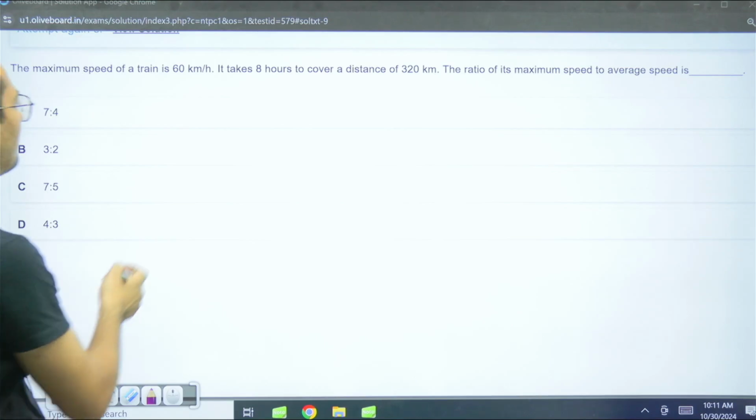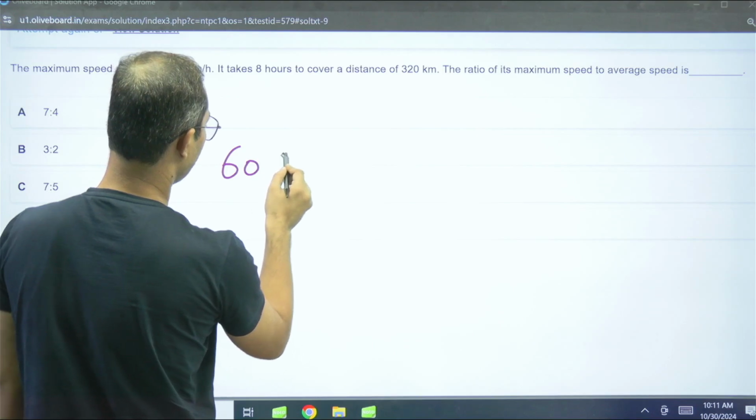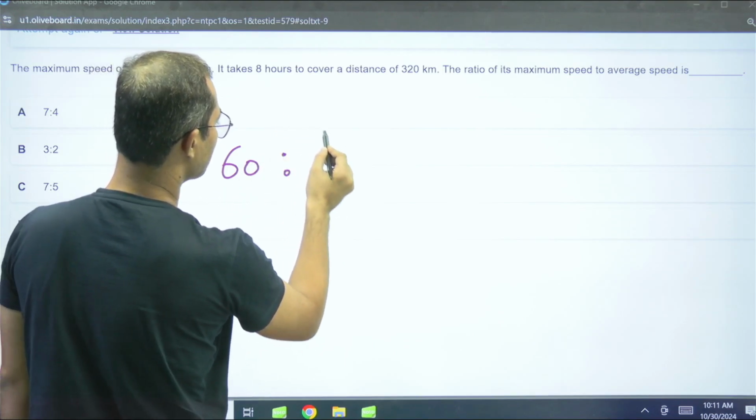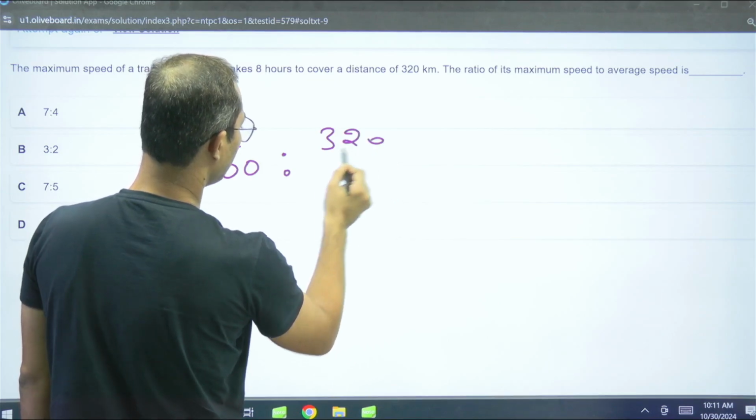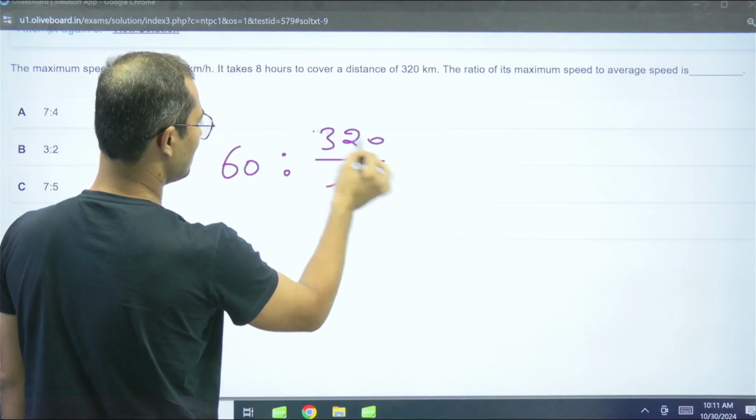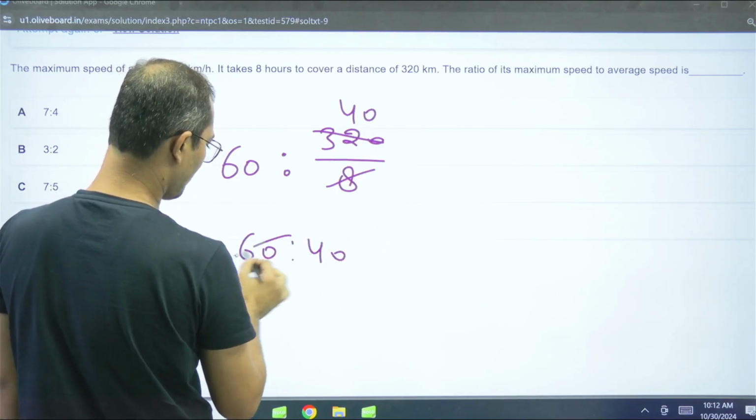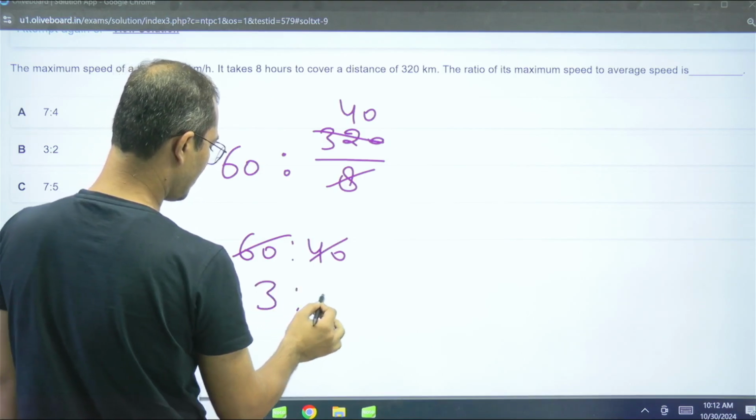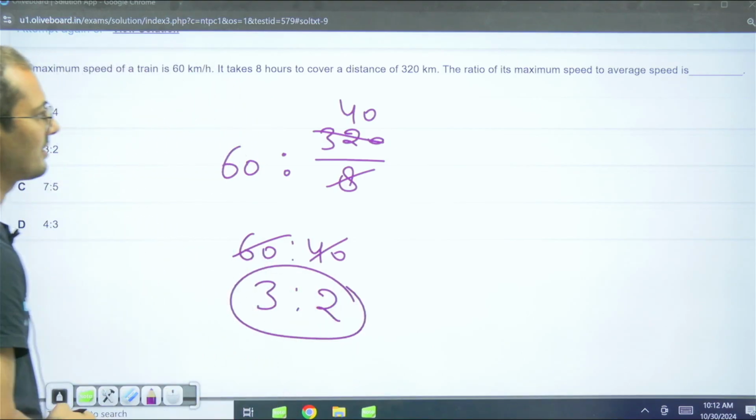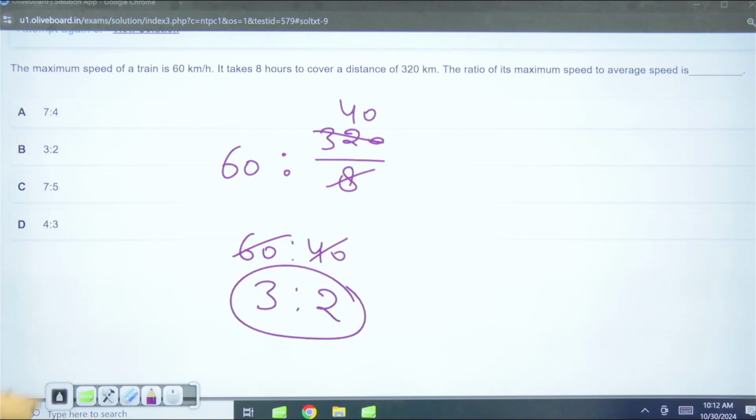The maximum speed is 60. The average speed is distance divided by time, so directly it comes to 40. So 60 is to 40, and the ratio of 60 to 40 is 3 is to 2. So 3 is to 2 is the right answer. Option B is the right answer. So moving to the next question.